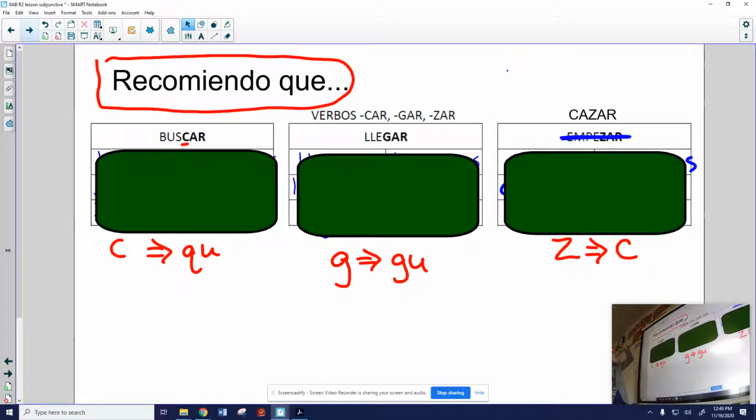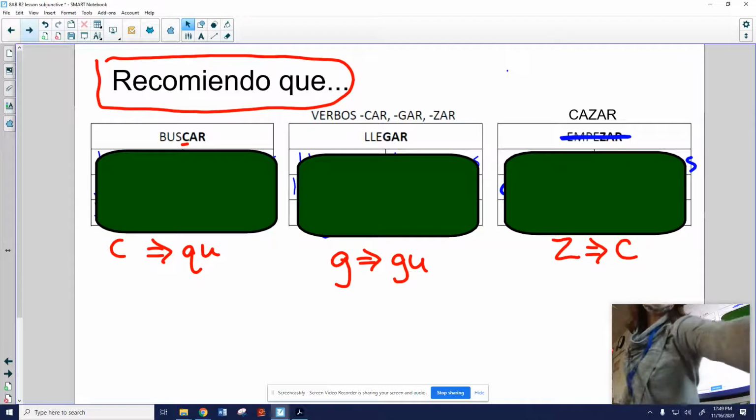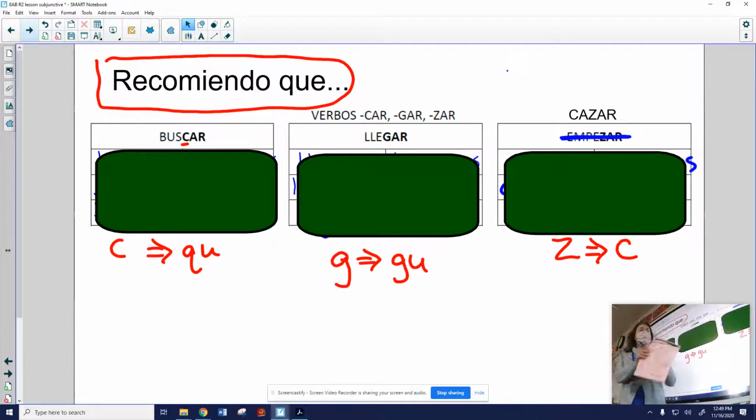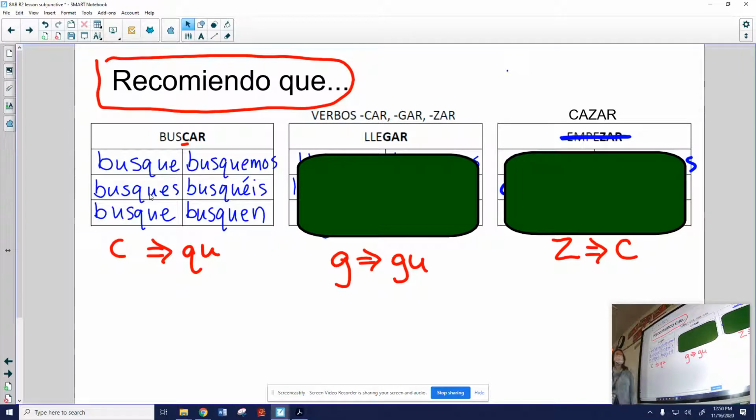Bien? Our next group of irregular verbs are car, gar, zar verbs. We learned with car, gar, zar verbs when we learned the preterite tense last year that they have a spelling change to preserve the correct sound in the yo form of the preterite, and also we saw the same spelling change in the commands, the usted and ustedes commands and the negative tú commands.